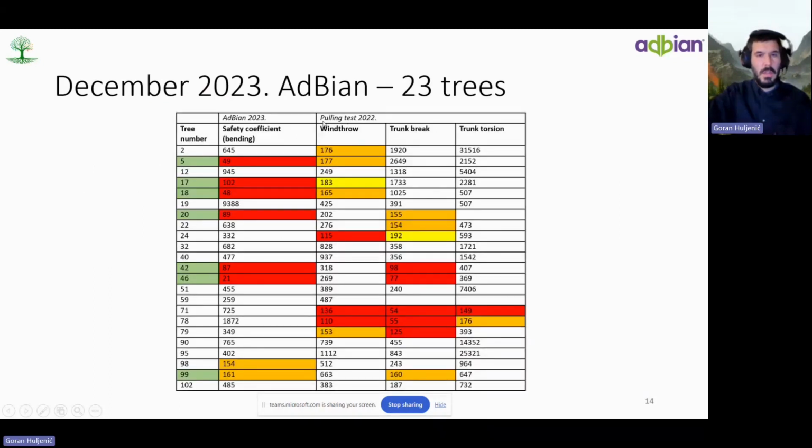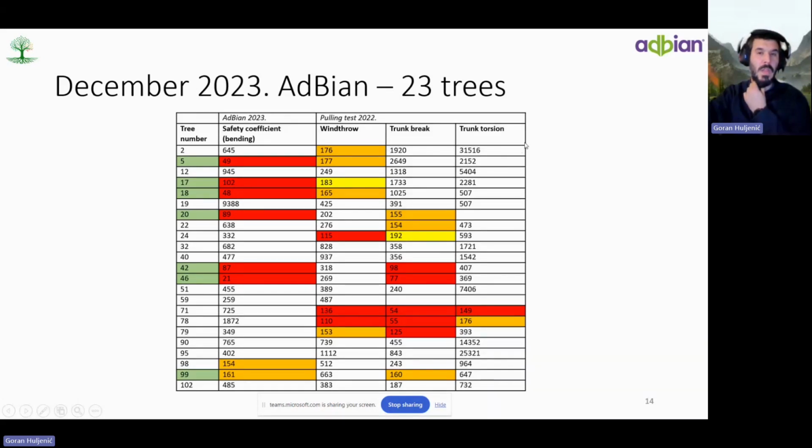So here you can see, after the Adbian analysis of each tree, a small comparison of the results of 23 trees that we did with the pulling test. On the right side, you see again the same table of pulling test results. In the left column, you see the results of the Adbian safety coefficient calculation, and of course on the far left are the tree numbers.